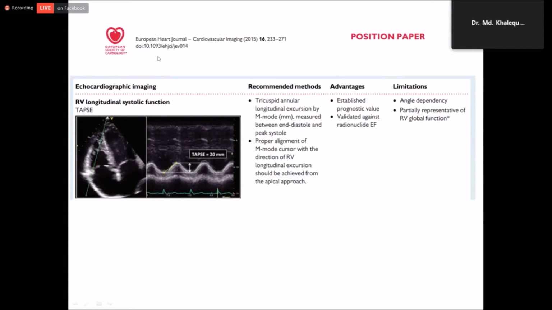This is collected from the European Heart Journal Cardiovascular Imaging in 2015. Here some TAPSE is 20 millimeters, but there is a limitation in this method. It is angle dependent and only partially representative of the RV, when considering RV global function.